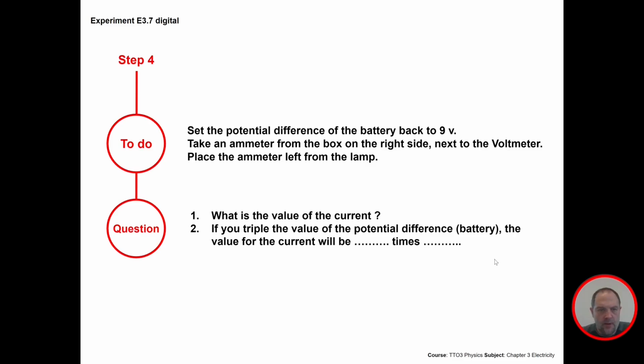Step number 4, set the potential difference of the battery back to 9 volts. Take an ammeter from the box on the right side next to the voltmeter. Place the ammeter left from the lamp. What is the value of the current? And if you triple the value of the potential difference of the battery, the value for the current will be? Please give answer to those questions.